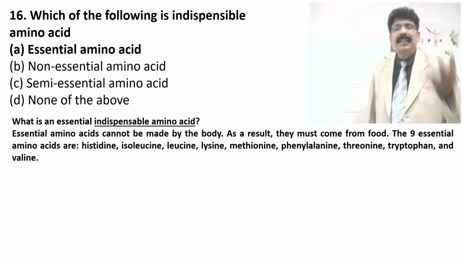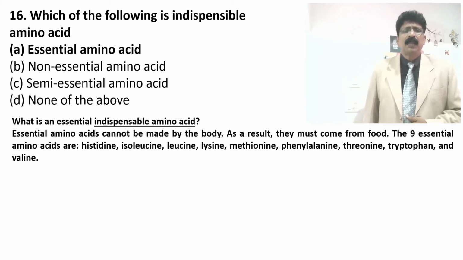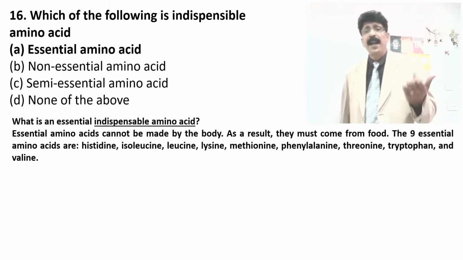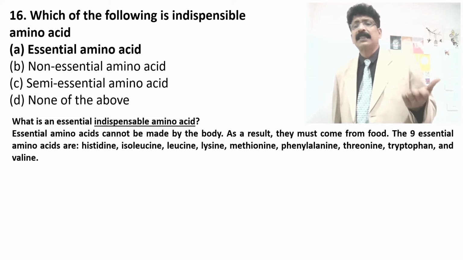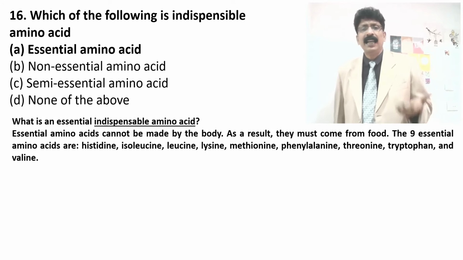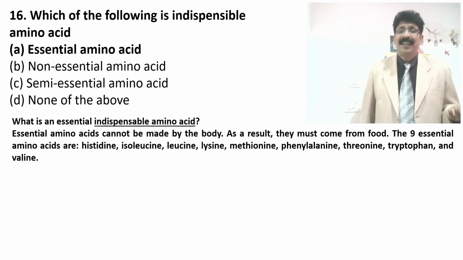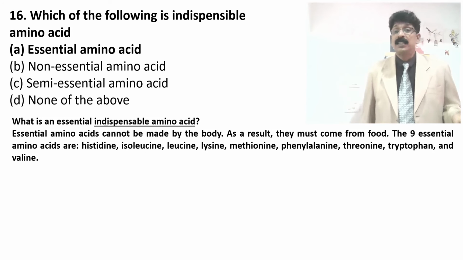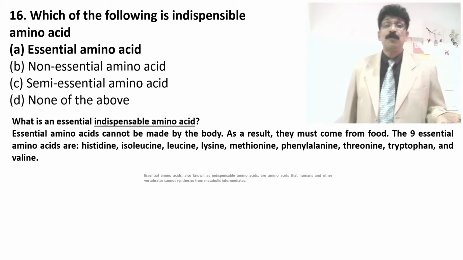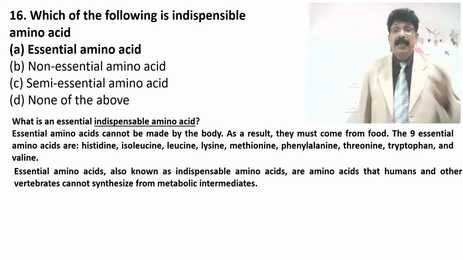Why is the answer essential amino acid? Because it is very important. Essential amino acids cannot be made by the body. As a result, they must come from food. The nine essential amino acids are histidine, isoleucine, leucine, lysine, methionine, phenylalanine, threonine, tryptophan and valine. So they are essential amino acids which have to be supplied by the food. Essential amino acids are also known as indispensable amino acids.